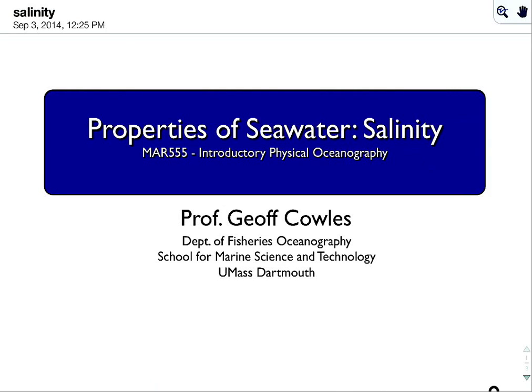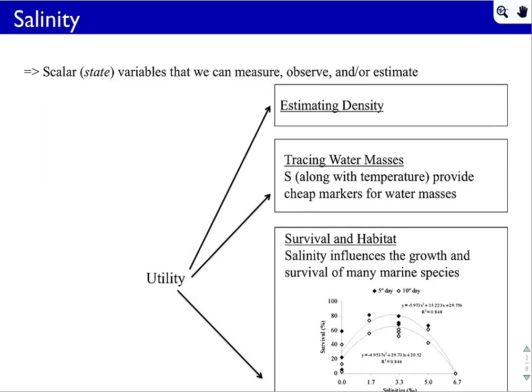Salinity. Salinity is a scalar state variable of the ocean, and we can measure, observe, and estimate it. Normally we write salinity with a capital letter S. And salinity, being a scalar property, is a function of space, coordinate system x, y, z, and time.